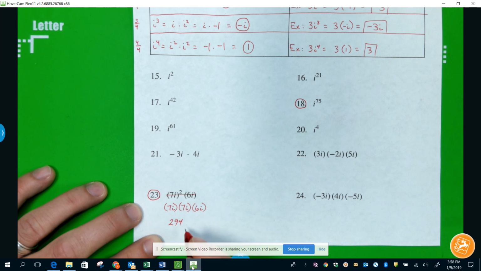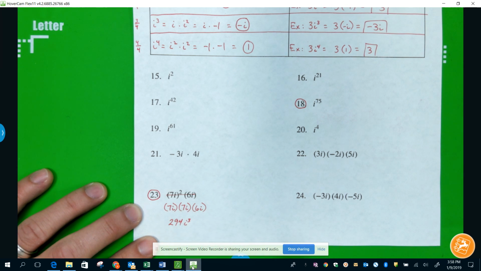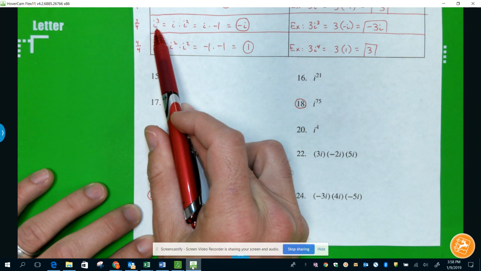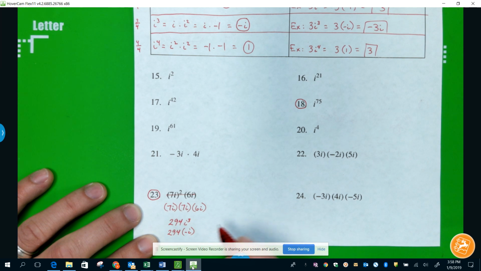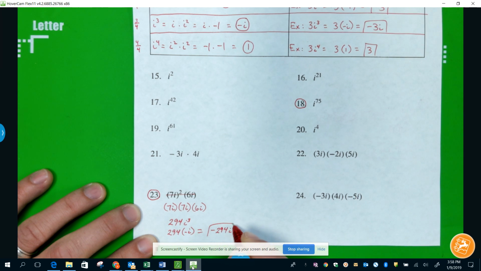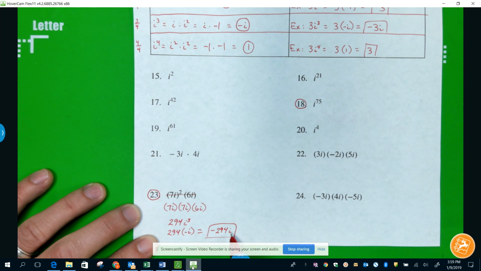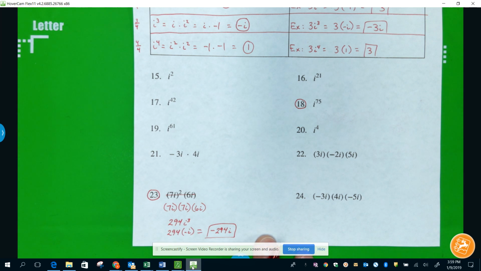So i times i is i to the third. Again, i to the third is not acceptable. If we look at our rules, i to the third actually needs to turn into negative i. So this should be 294, not i to the third, but 294 times negative i, negative 294i. It's okay to have i's in our solution, but it's not okay to have i to the third, so that's why we changed it to a negative i.